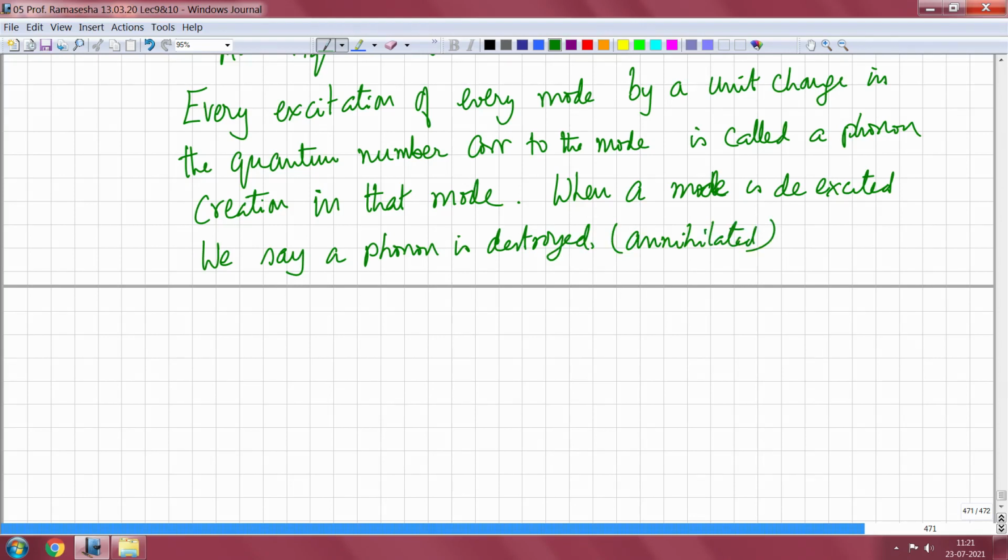So, usually in chemistry we are used to saying it is in a vibrationally excited state with quantum number 2 or quantum number 1 and so forth, but in physics you will just say that it has got 2 phonons in that particular state. So, the vibrational state of a solid is given in what is called the occupation number representation.